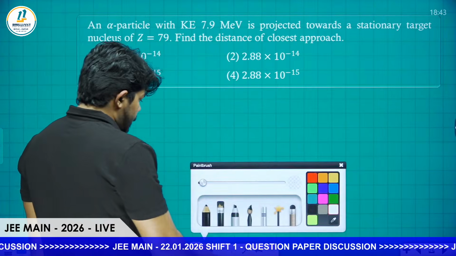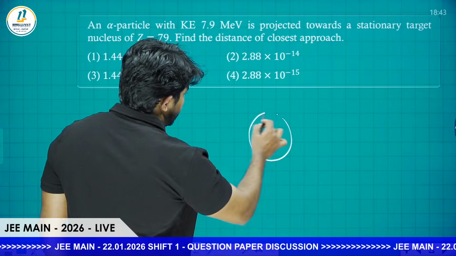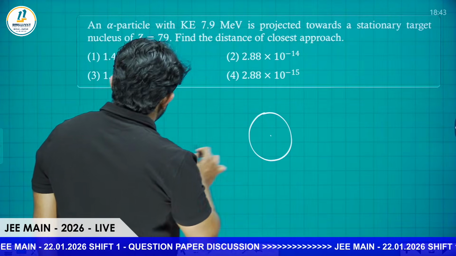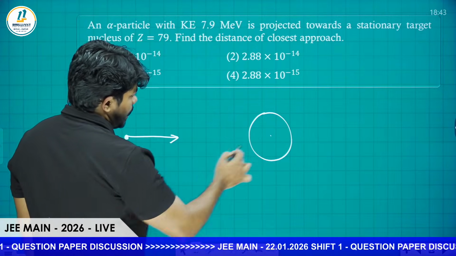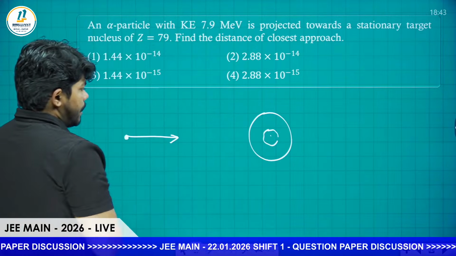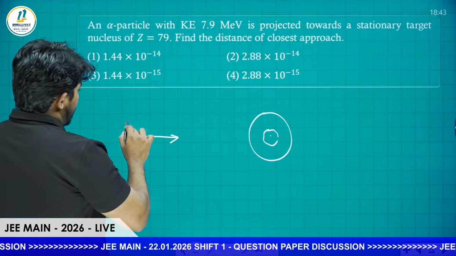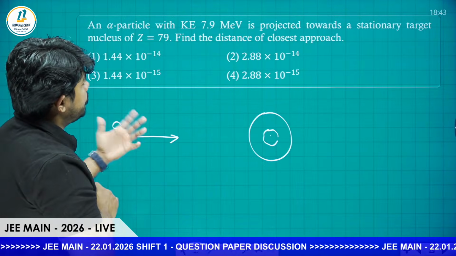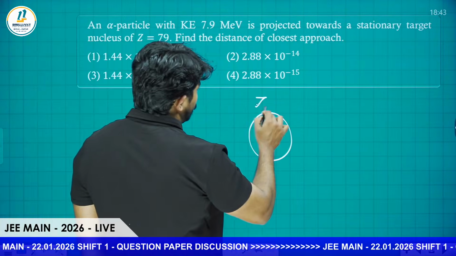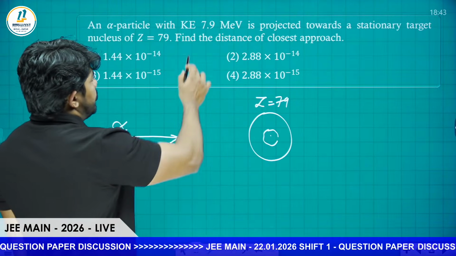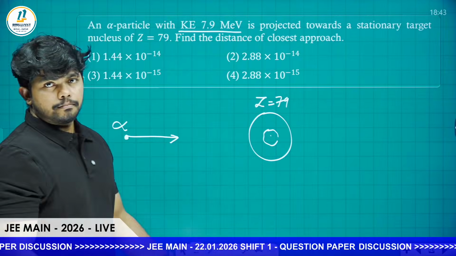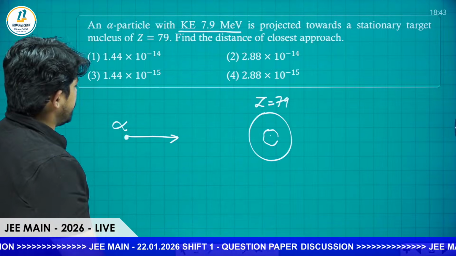So what is the idea of distance of closest approach? Suppose we are taking a nucleus and we are firing some particle towards the nucleus. We are talking about an alpha particle being fired at a gold nucleus, and the only difference is they have changed the kinetic energy. The rest of the process is the same.